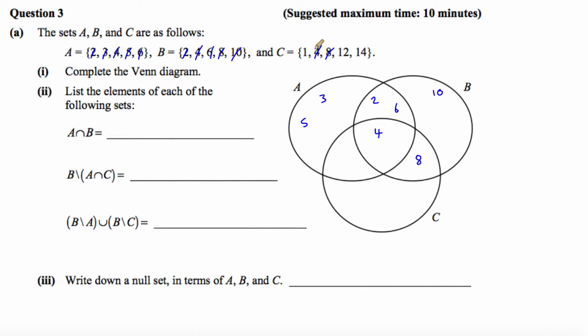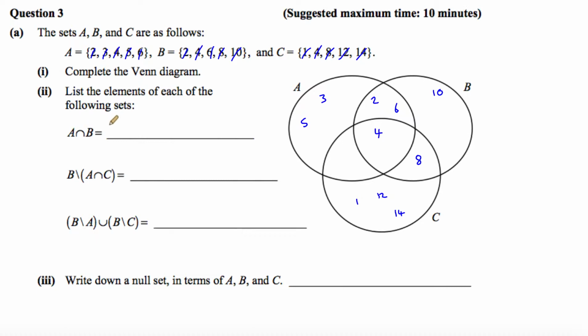And then finally we've got 1, 12 and 14 for the rest of C. So it's a good idea then just to count through the numbers. 2, 3, 4, 5, 6. And then in B you've got 2, 4, 6, 8, 10, and C 1, 4, 8, 12, 14. Okay, so that's the Venn diagram completed.